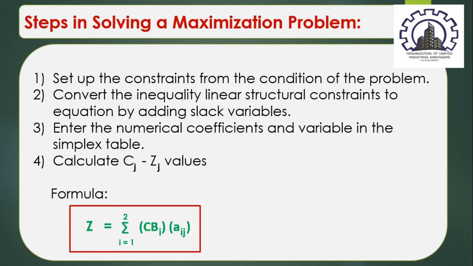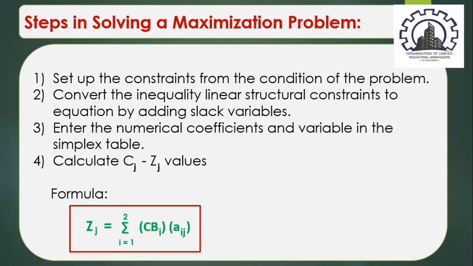Okay, so in order to do that, we need to add a slack variable and then convert this into an equation. And the next thing that we need to do is to enter the numerical coefficients and variables in the simplex table. And fourth, we need to calculate the C sub j minus Z sub j values. In getting the value of Z sub j, we need to follow the formula shown. Okay, so that will be the formula that we're going to be employing to calculate the value of our Z sub j.